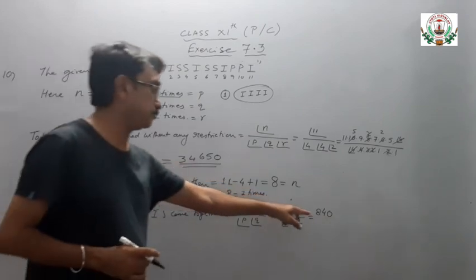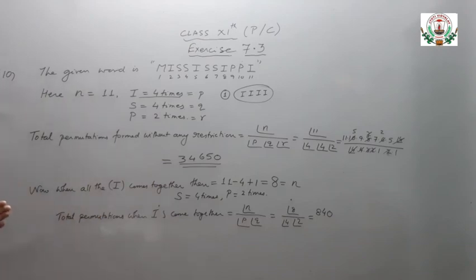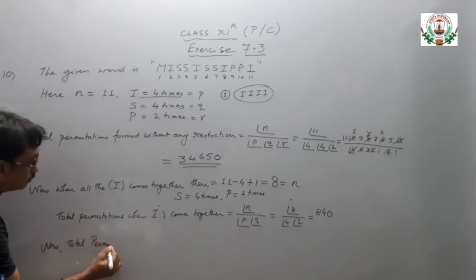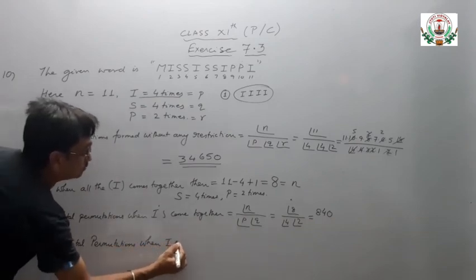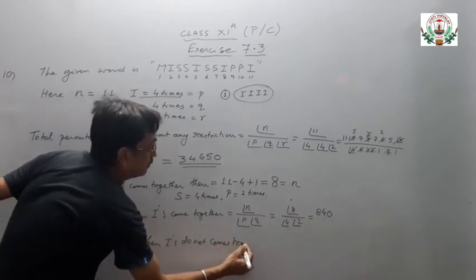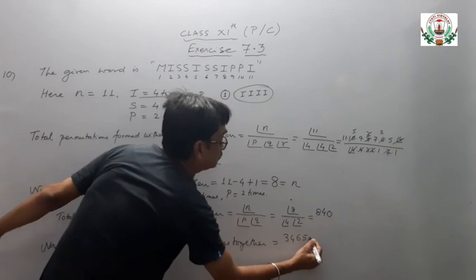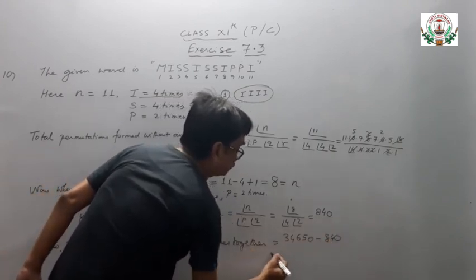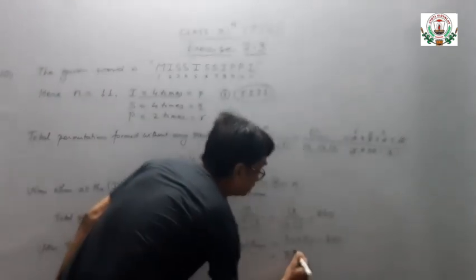Now this number we have to subtract from the total to get the permutations when the I's do not come together. So the total permutations when the I's do not come together is 34650 minus 840, which gives us 33810. That is our answer.